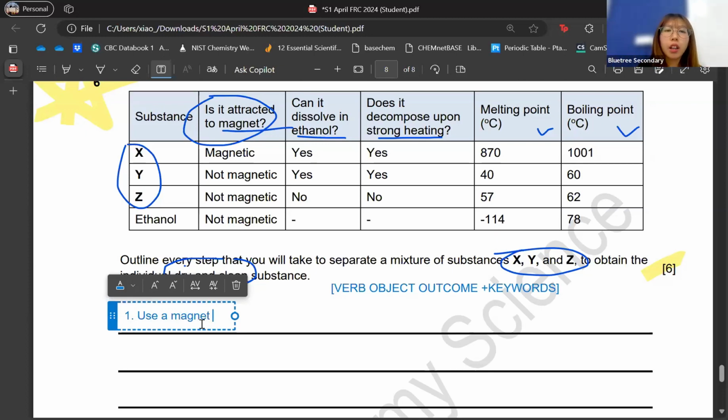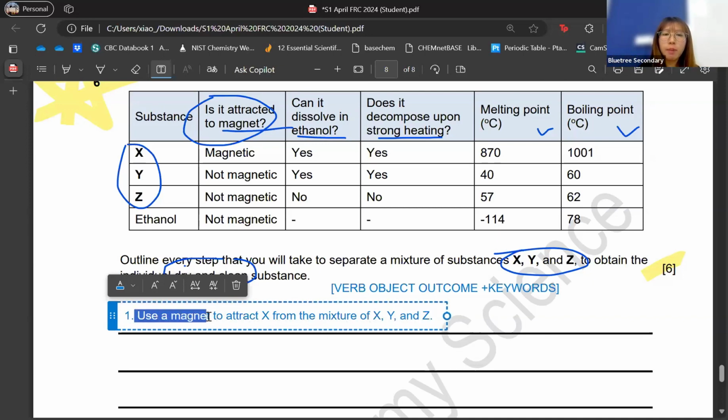Then what do you use the magnet on? What is your object here? Use the magnet. And then what are you trying to obtain? Okay, what I'm trying to get is I'm trying to attract X from the mixture of X, Y, Z. So you see your verb, use a magnet. Then this time round, we write the object at the end because of the English phrasing.